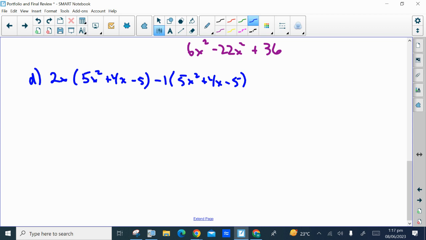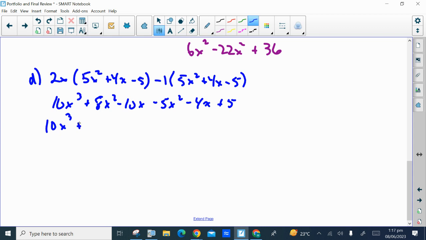So multiplying out, when you multiply everything in the second bracket by -1, the signs just change. And then we'll put our like terms together. 8x squared minus 5x squared will give us positive 3x squared. Negative 10x, take away 4x is negative 14x. And so there's our final answer.